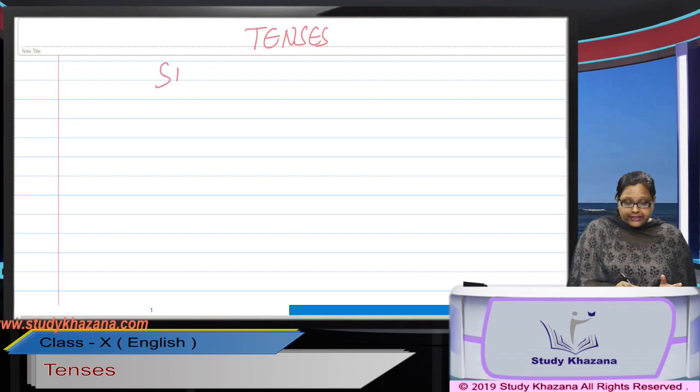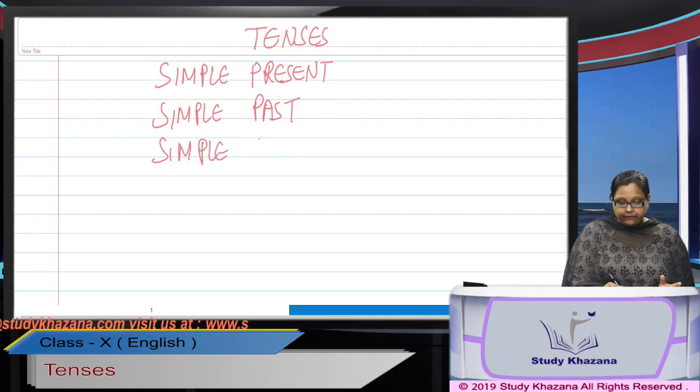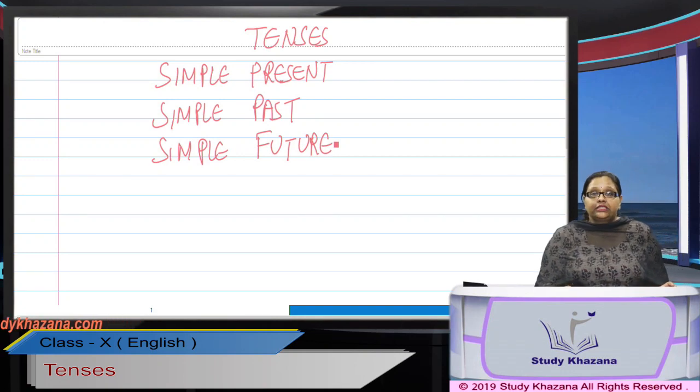So the first one is simple present, simple past and simple future. Now present is right now where we are, and past is what has happened yesterday, day before yesterday or earlier, and future is something that will happen.